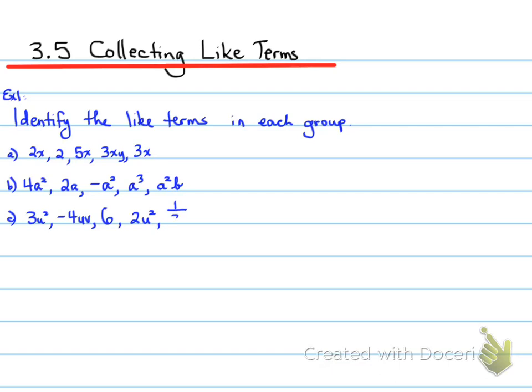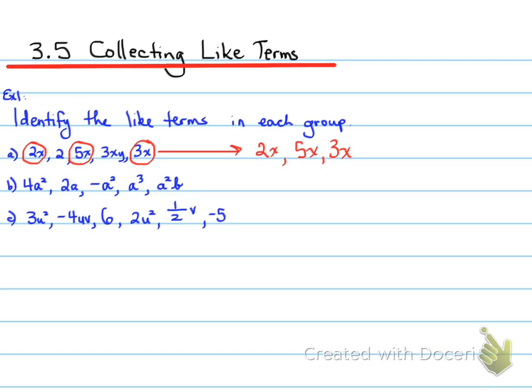And looking at these examples, we need to find the like terms, okay? The things that are like, the things that we could combine. 2x, 5x, and 3x all have the same variable. A like term has the same variable with the same exponent. So 2x, 5x, and 3x are all like terms. So I can add or subtract these terms to be able to get an answer. 2 and 3xy are different. They are not like terms.